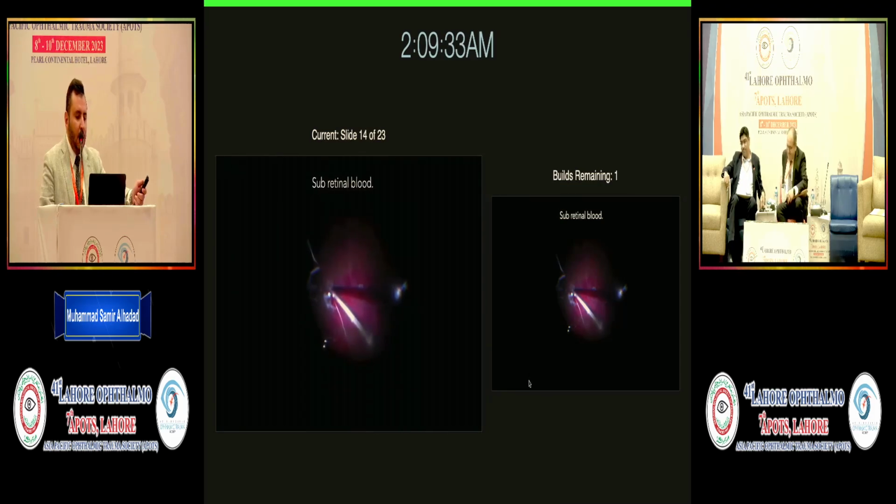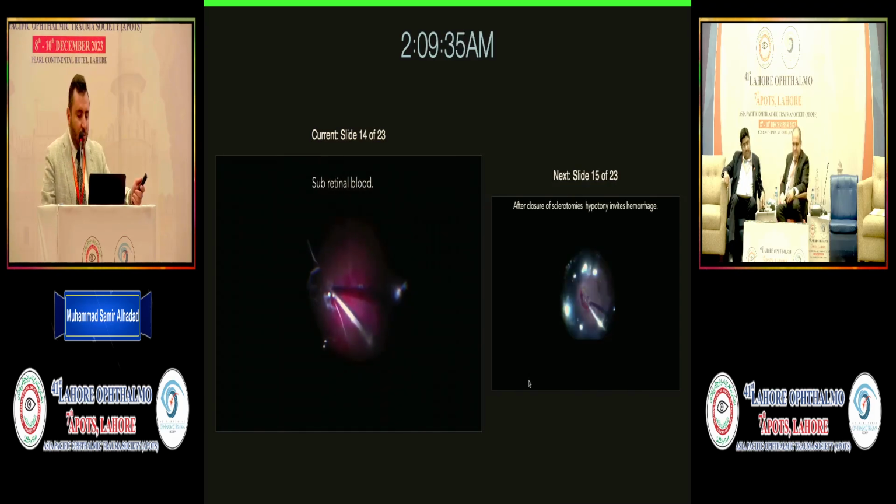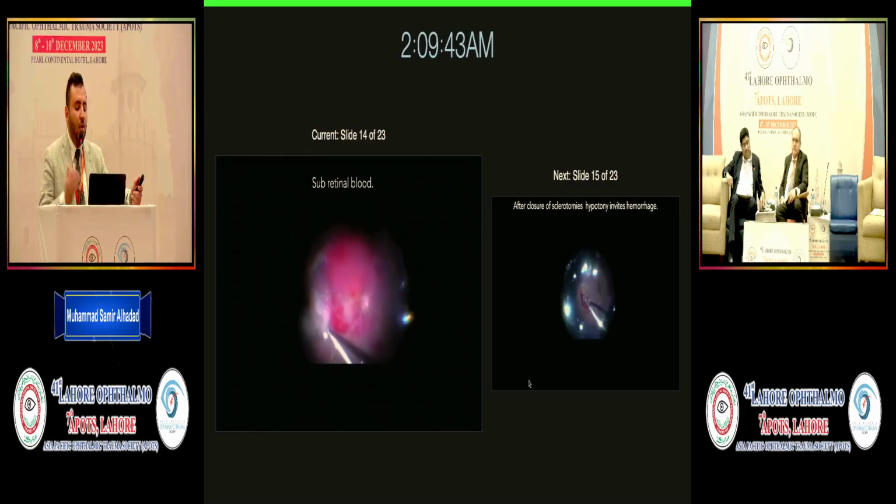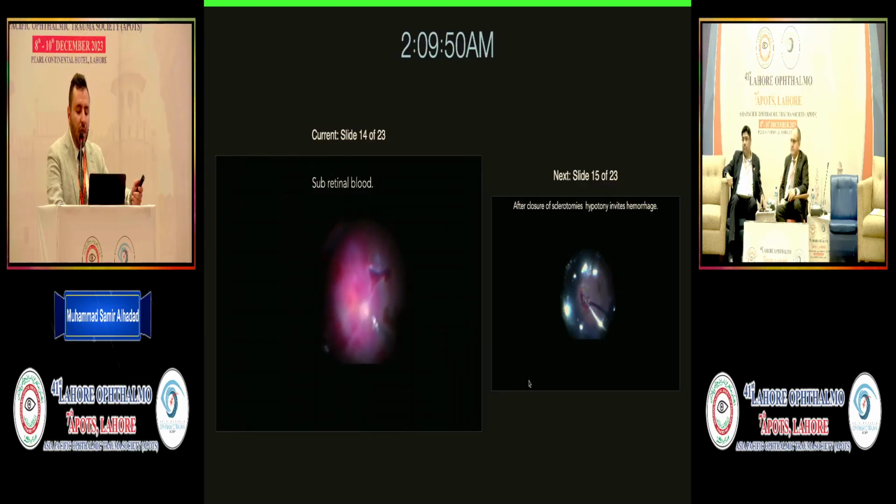Okay. This is subretinal blood, as we see here. This subretinal blood, you can remove it with the air tamponade, with the air fluid exchange, and as we see here, doing diathermy to the bleeding points.